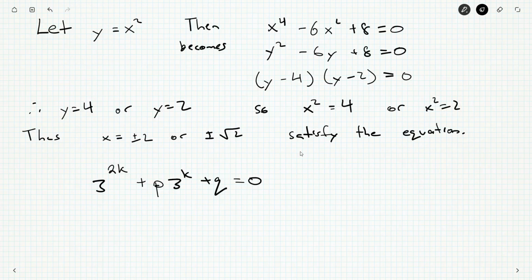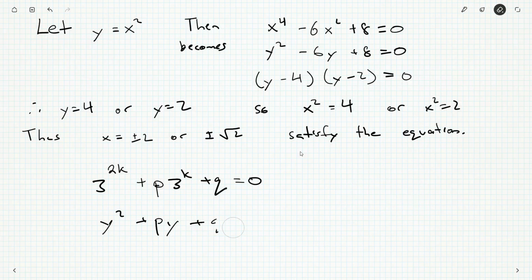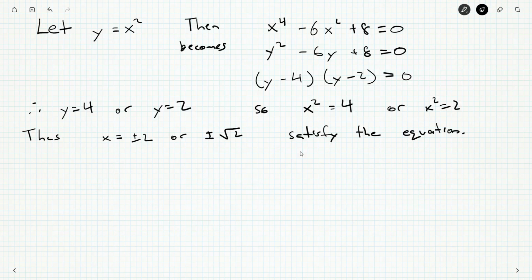We'll make it 3. Anyway, you might say, 3 to the whatever. I don't know how to do this. We can't solve this. The k value is up here. What am I to do? But if I let y equal 3 to the k, well, suddenly 3 to the 2k, if we know our exponents, is 3 to the k squared, and this becomes y squared plus py plus q equals 0. So this technique pops up a whole lot. It's not just when you got x to the 4s. Okay? So be on the lookout. Be aware of it. And maybe we'll be using more of it as we move on.